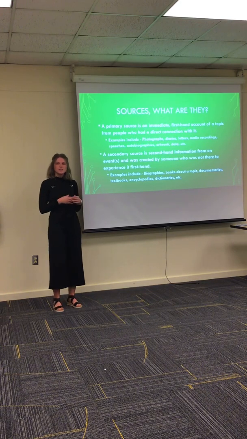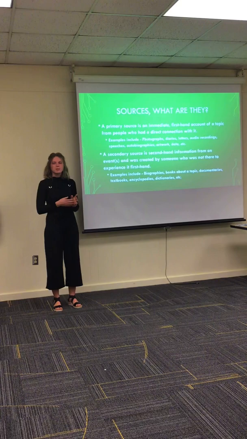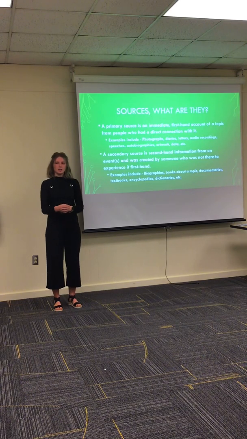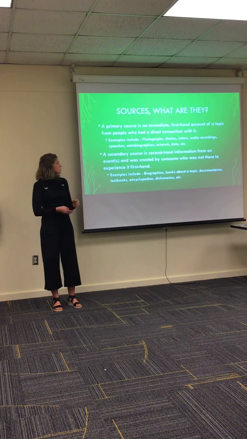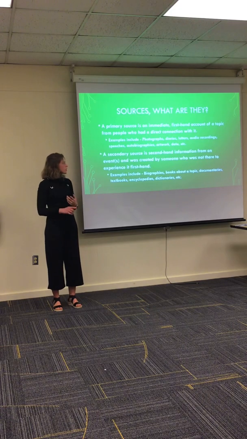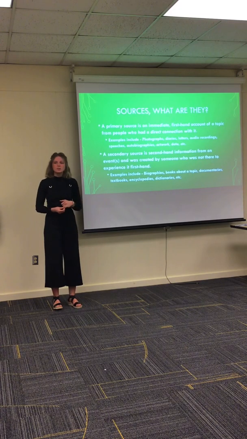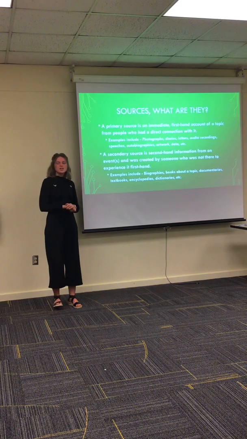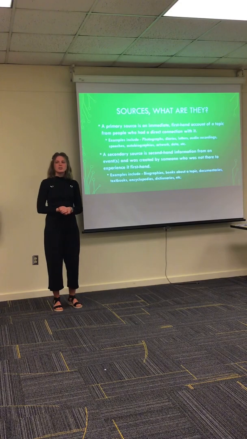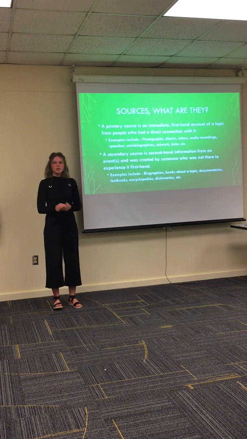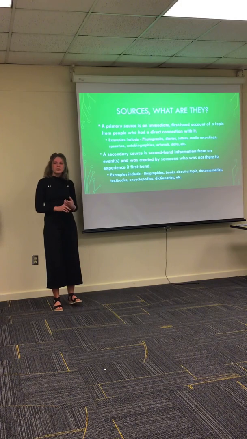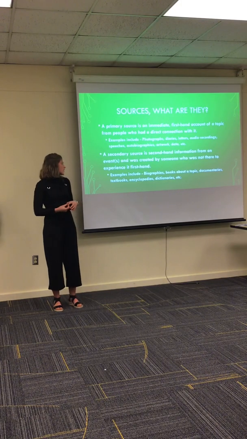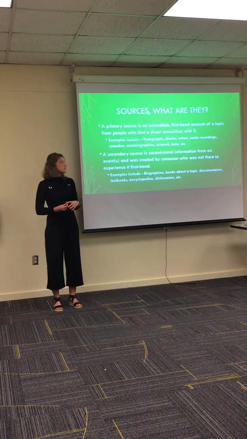So a primary source is an immediate first-hand account of the topic from people who had direct contact with it or a connection with it. So some examples that we would discuss would be photographs, diaries, letters, audio recordings, speeches, autobiographies, artwork, data, and more. And a secondary source is secondhand information from an event or events and was created by somebody who was not there to experience it firsthand. So examples for that would include biographies, books about a topic, documentaries, textbooks, encyclopedias, dictionaries, and more.